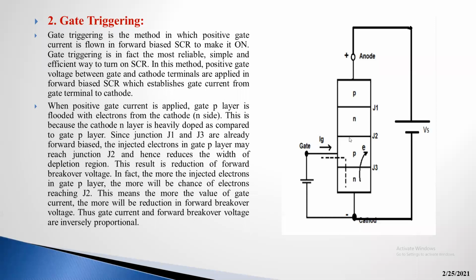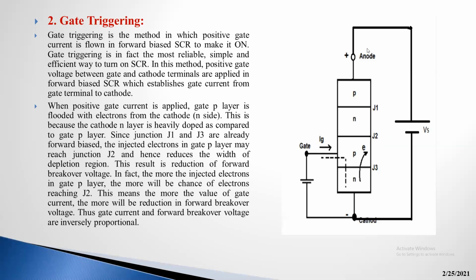Okay, when this depletion layer is completed at junction J2, the anode is already positive and the cathode is already negative, so the current is flowing from anode to cathode like this: positive terminal to anode, PN, and negative terminal to supply. Is it clear? This is the simplest method to turn on the SCR.